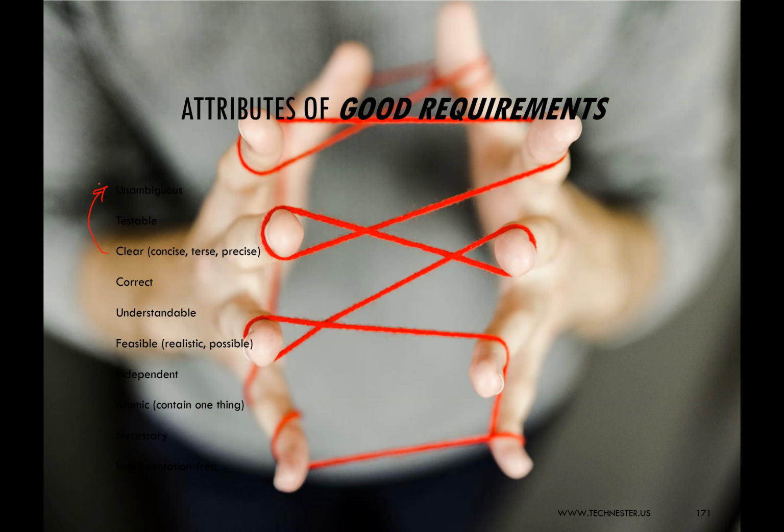anybody that reads them would have one interpretation for that requirement. So you won't have situations where two people are reading the same requirement and getting different meanings. That's ambiguity. Okay? So good requirements are unambiguous. They are testable. A good requirement should be something we can test to know if it's working or not.